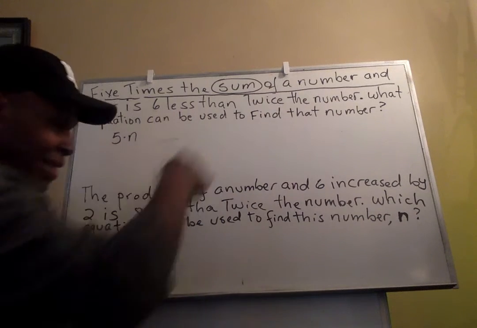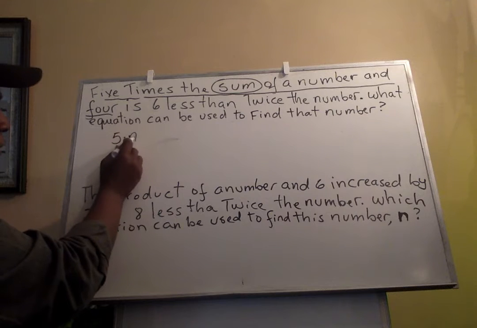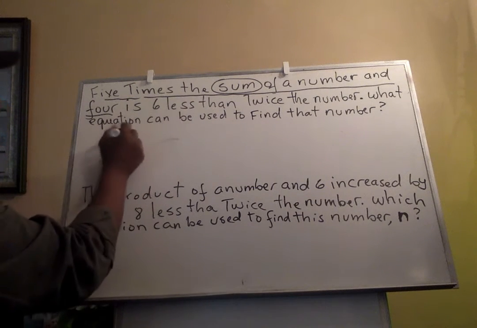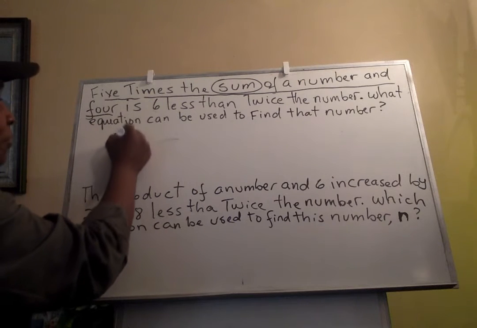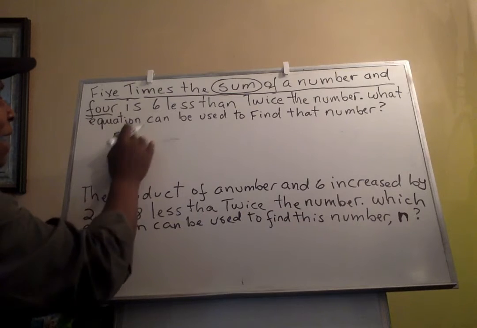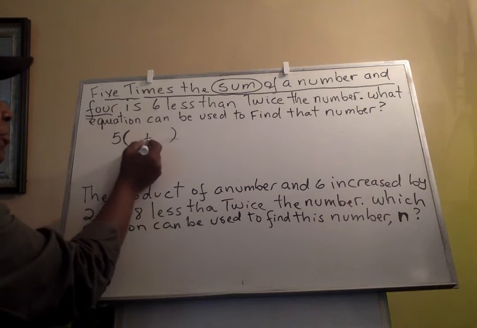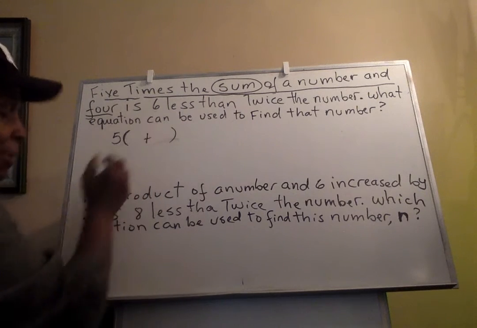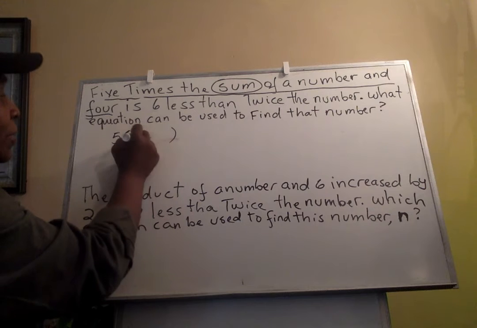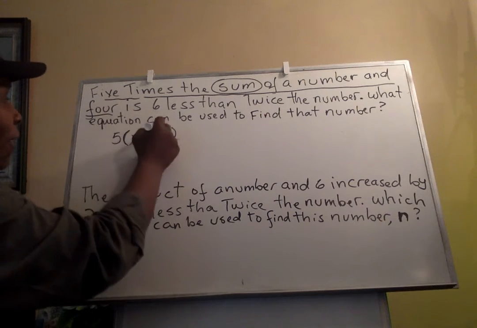A number is a letter because you don't know it. 5 times a number. But they don't say 5 times a number. They said 5 times, you see, remember parentheses is also multiplication. 5 times the sum. You see, the sum, addition, sum means plus. Remember that sum means plus. 5 times the sum of a number x or n or whatever it is, and 4.